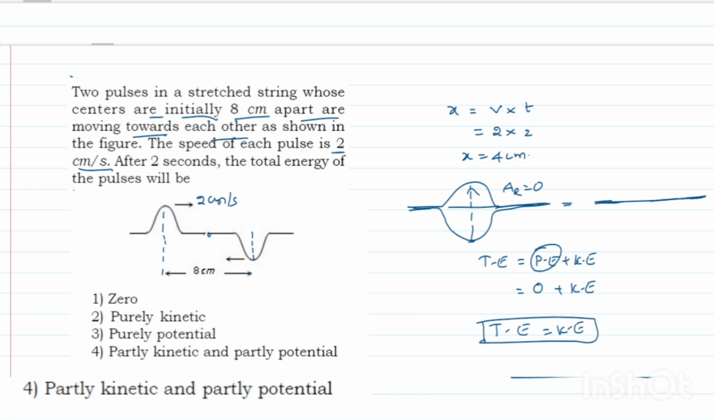Here, when the resultant amplitude is 0, in the sense the particle will be at the mean position. So it will have only kinetic energy, not the potential energy. So the total energy will be kinetic energy alone. So purely it is kinetic energy.